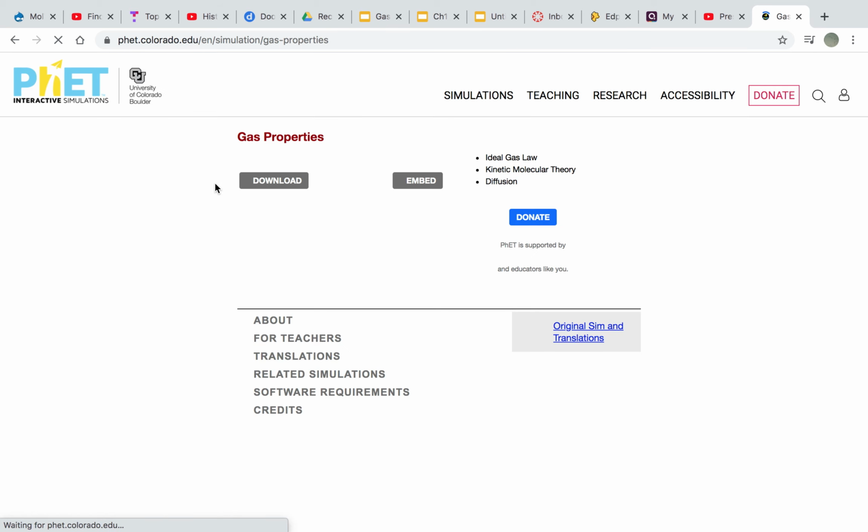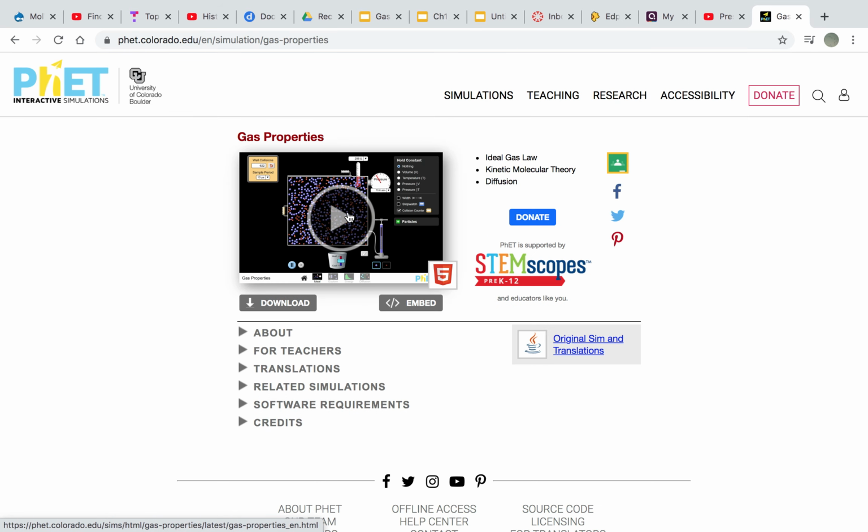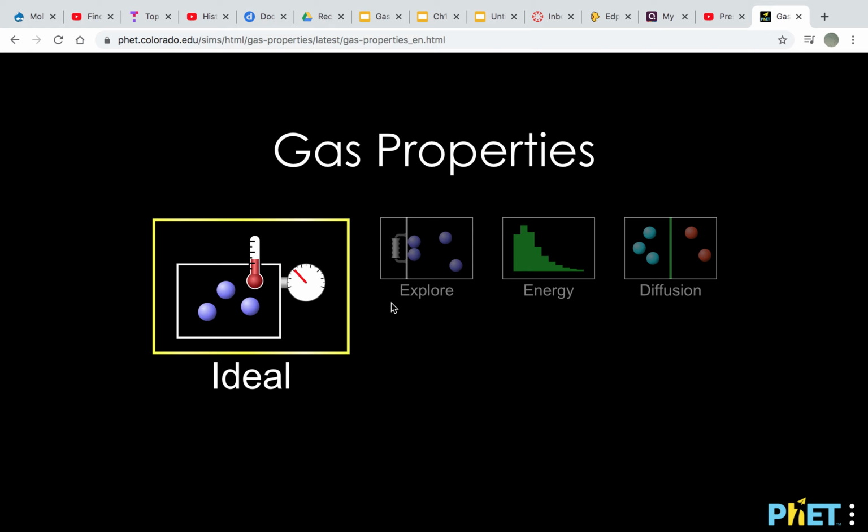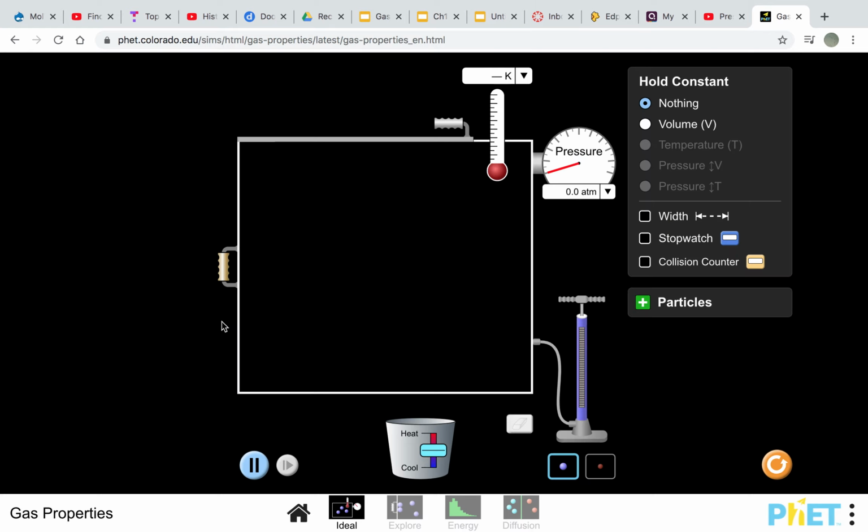We'll click on that, and you don't need to download anything. I think I'm using Chrome browser. You can just click on that arrow and you get this simulation starting point. I'm not sure what these do, but we're going to click on ideal because it just does a great job of relating pressure, volume, pressure, temperature, and we of course have to have some molecules in this open space.